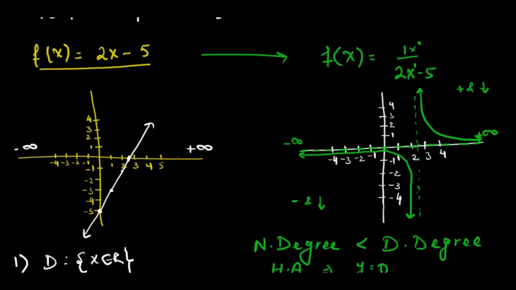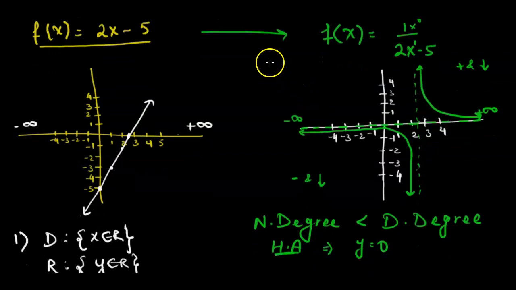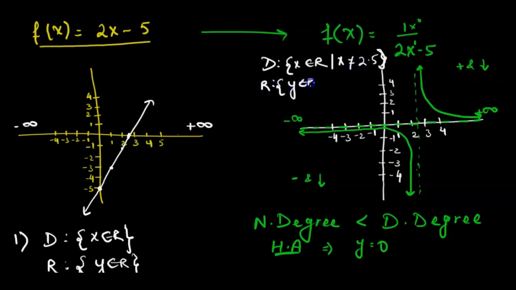Now, if we want to write down the domain and range, the domain is going to be x belongs to R, where x, we notice, should not be equal to the vertical asymptote because it is not going to touch this line ever. So we would write down x is not equal to 2.5. Now, when we write down the range, it's y belongs to R, where y is not equal to the horizontal asymptote and it's 0 in this case. So we would put not equal to 0 here. This is how we get domain and range when it comes to the reciprocal of linear function graph.